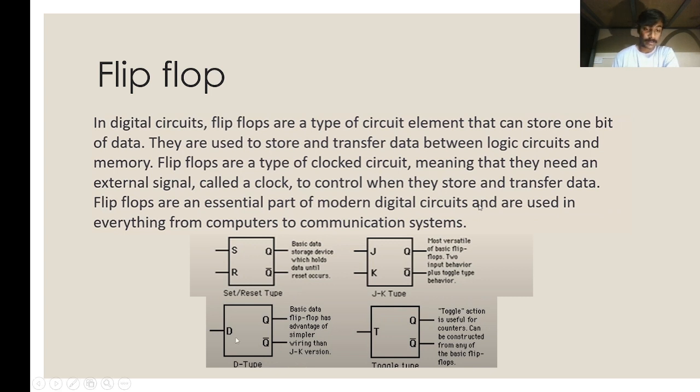0 0, 0 1, 1 0, 1 1. And the D type will have only one input and two outputs. And the topology is the same. Basic data flip-flops have advantages, simpler than the JK version. In the JK version, there are two input behaviors plus toggle behavior.